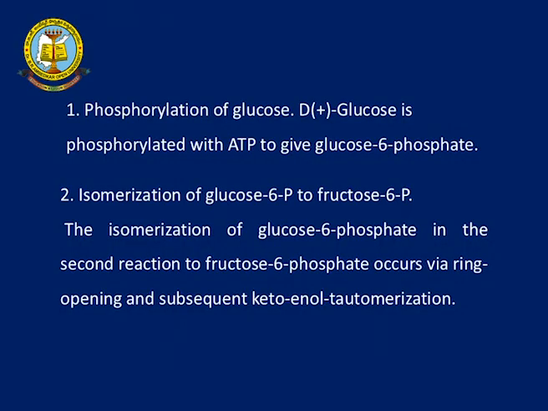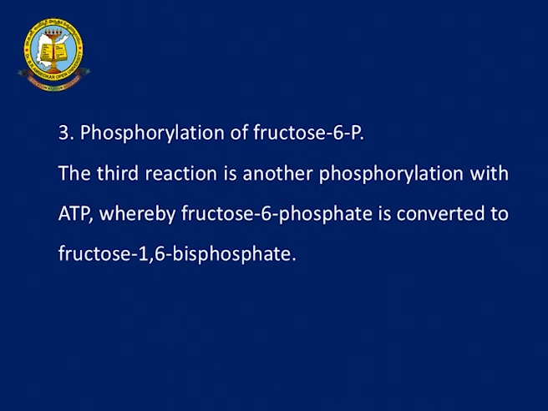Now, we are going to discuss the first step very deeply: phosphorylation of the glucose molecule. The glucose is phosphorylated with ATP to give glucose 6 phosphate. The second reaction is the isomerization of glucose 6 phosphate to fructose 6 phosphate, which occurs through ring opening followed by keto-enol tautomerization. The third step is the phosphorylation of the fructose 6 phosphate.